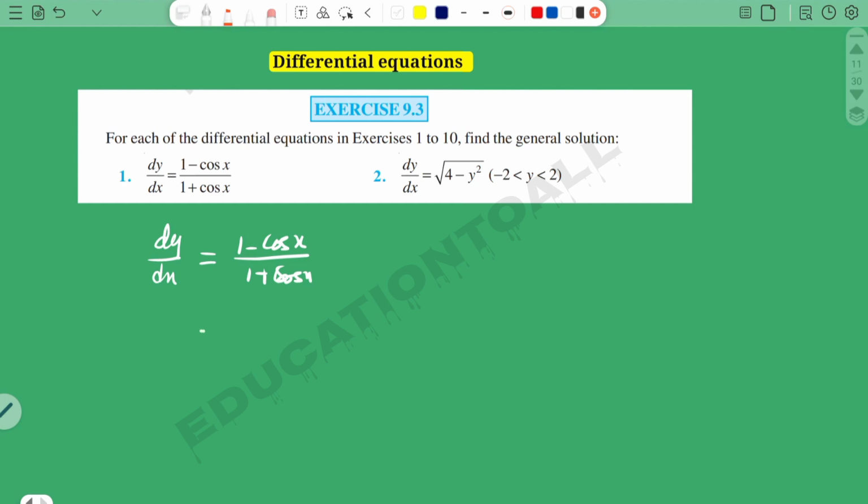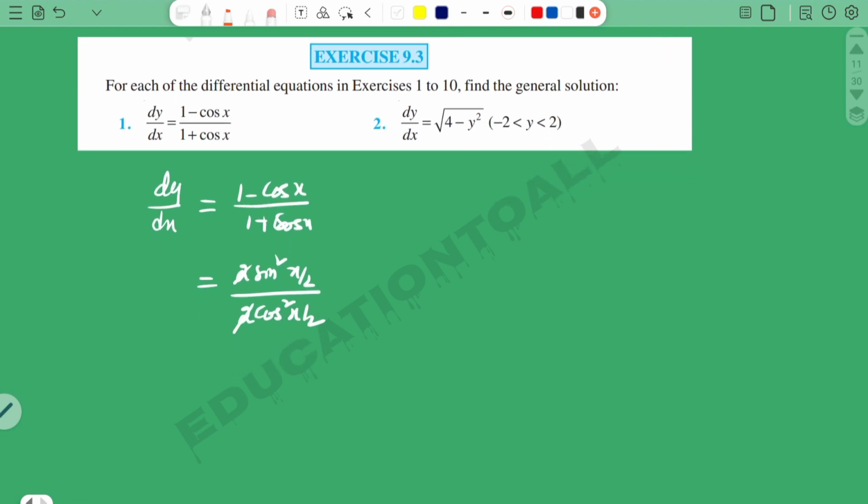1 minus cos x we can write as 2 sine square x by 2, and 1 plus cos x we can write as 2 cos square x by 2. In numerator and denominator, observe 2 is common, so cancel it. Sin square x by 2 by cos square x by 2 we can write as tan square x by 2. On the left hand side we have dy by dx, so cross multiply, dy is equal to tan square x by 2 into dx.